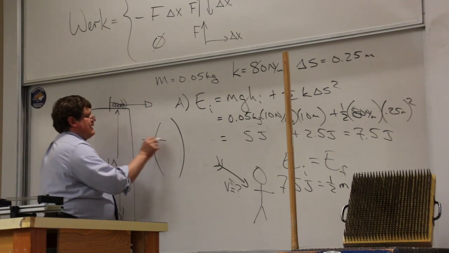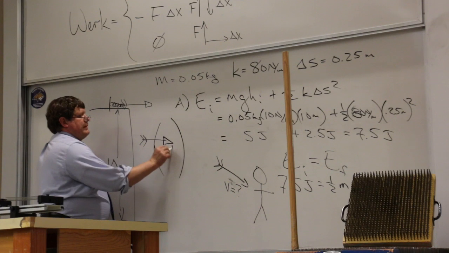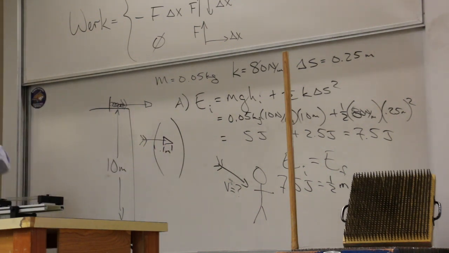Now, the last part is just truly, truly disgusting. We assume that that arrow embeds itself 0.1 meters, and we're asked what average friction force his body puts on the arrow. I mean, if you're not disgusted by that, you can watch Game of Thrones.